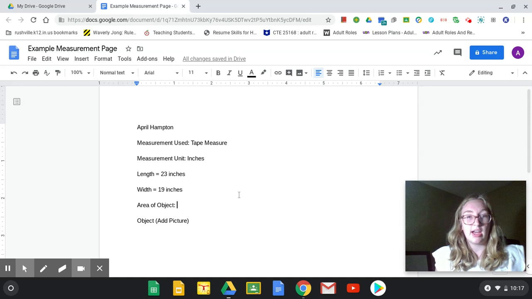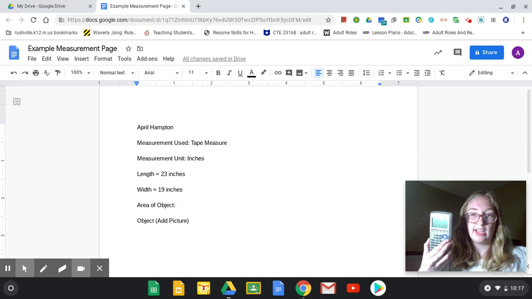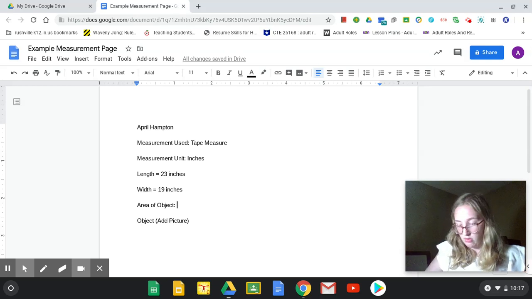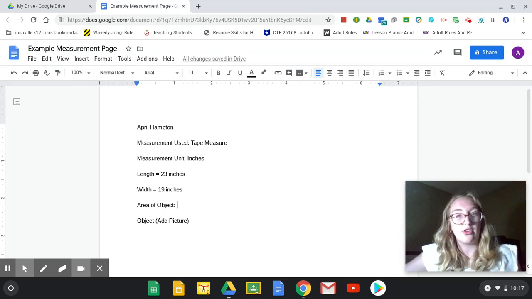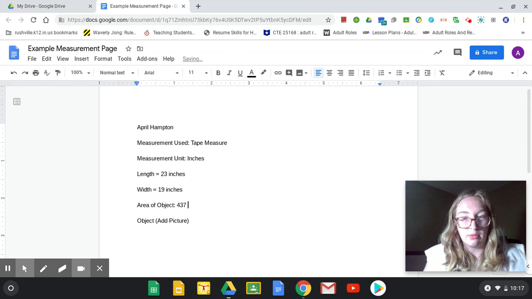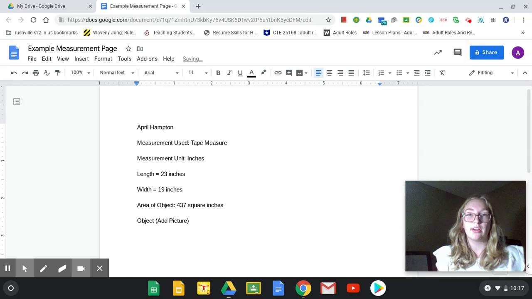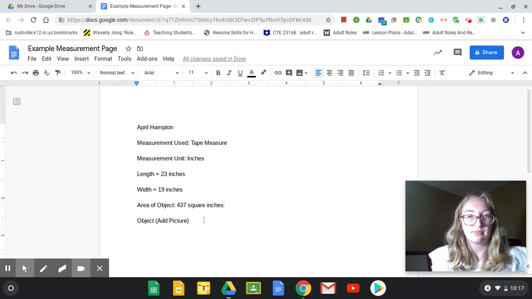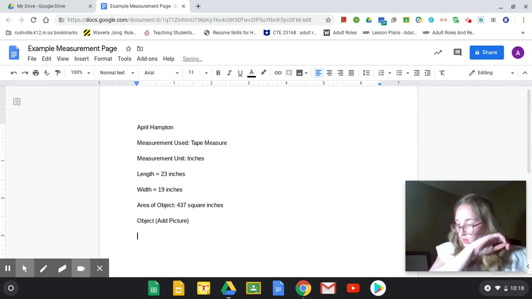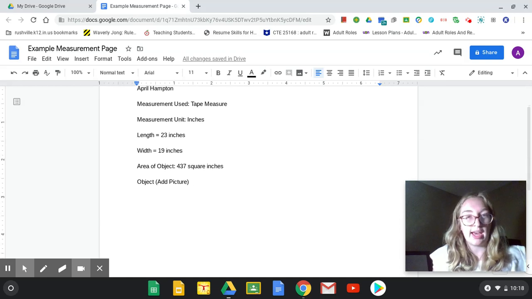Now the area of my object, to find the area of this rectangular object, you would need to take your length times your width. I have my calculator handy for this. So I'm going to multiply 23 times 19 and I get 437. And I'm going to write square inches. Remember to always put your square. That's very important.